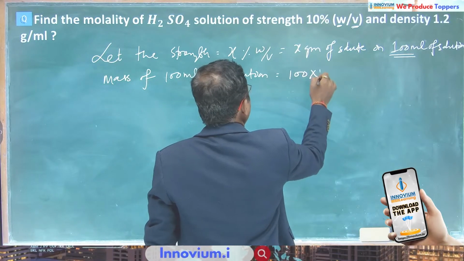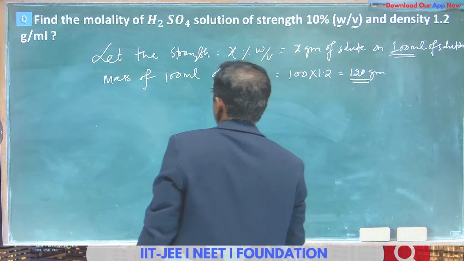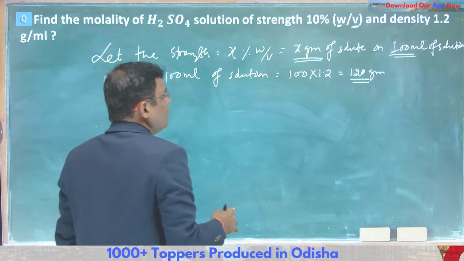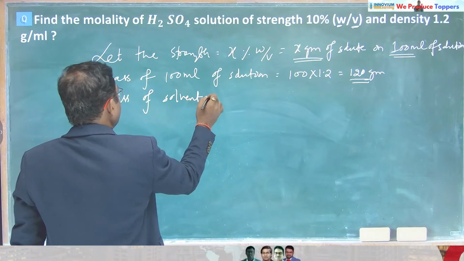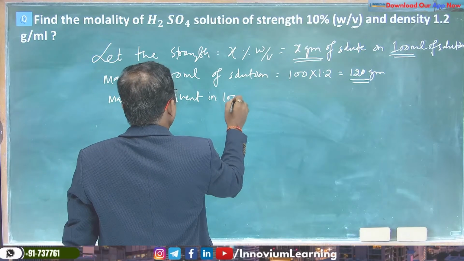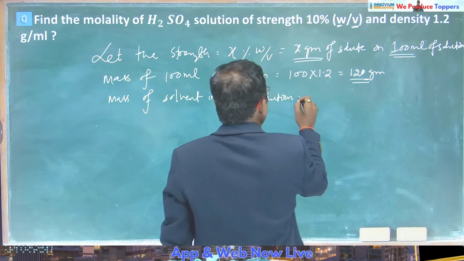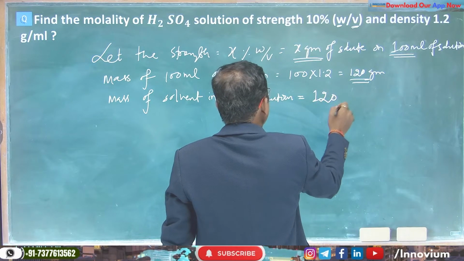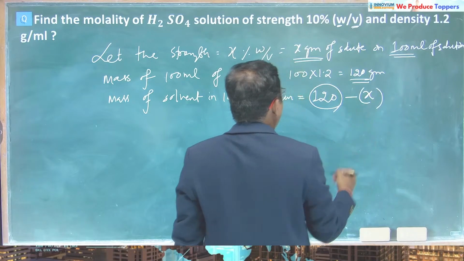Volume is 100, density is 1.2, so this comes to 120 gram. So 120 gram is the mass of solution, and the mass of solute is x gram. So what is the mass of solvent in that 100 ml solution? The mass of solution of 100 ml volume is 120, so this is the mass of solution, out of which if you subtract the mass of solute, which is x.